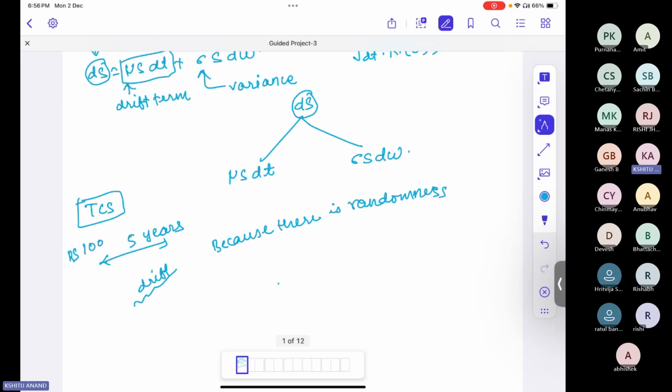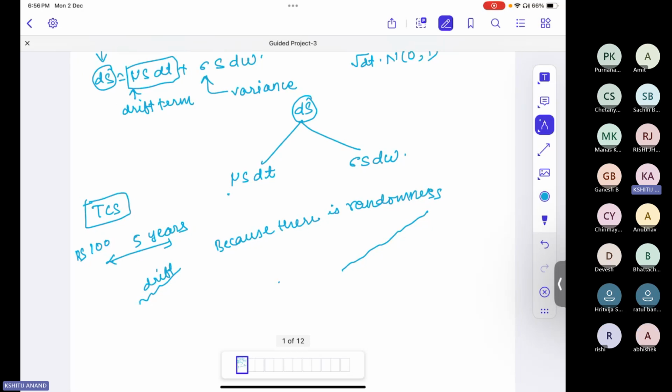there is no news in the market, or say randomness is zero, then in what direction will the stock go? That will go upward, right? But if there is, so this term, mu S dt, contributes to the drift, the fundamental nature of the stock, the fundamental nature of the company. And this part is the shock or the perturbation, or randomness, whatever you may say.